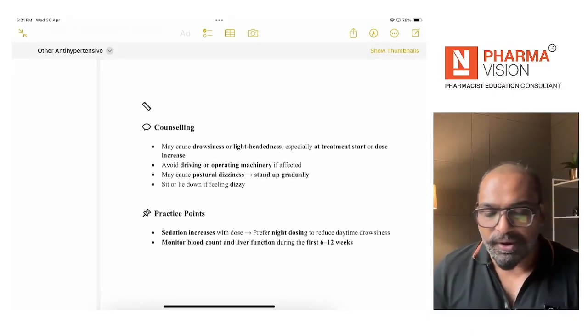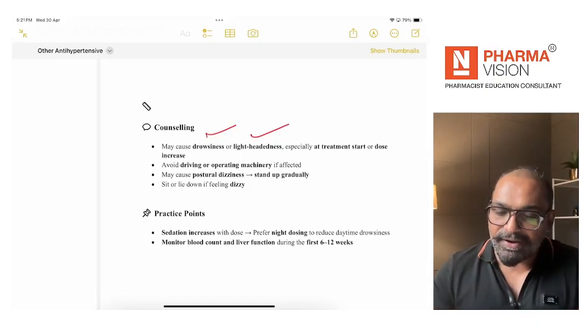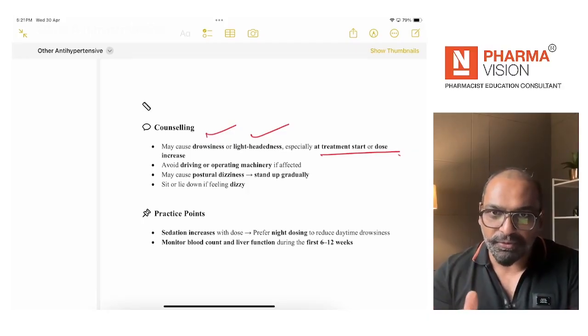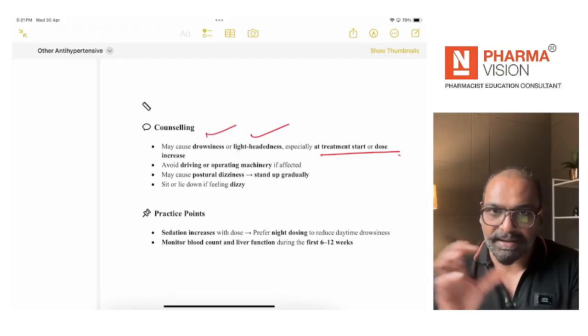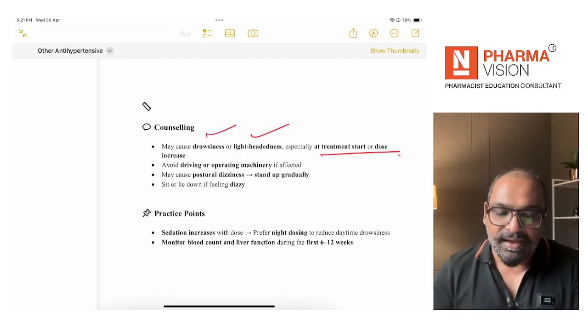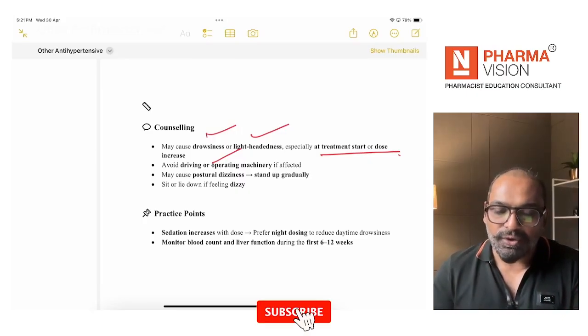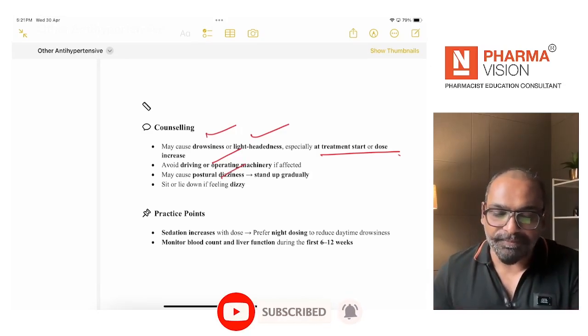For the counseling points, drowsiness and headache can happen, especially when you start the treatment, because your body has to adapt to the new blood pressure, and you might stabilize with these side effects. Avoid driving and operating machinery during this period. This instruction needs to be given for pretty much all antihypertensive medications. It may cause postural dizziness, so change your position gradually.